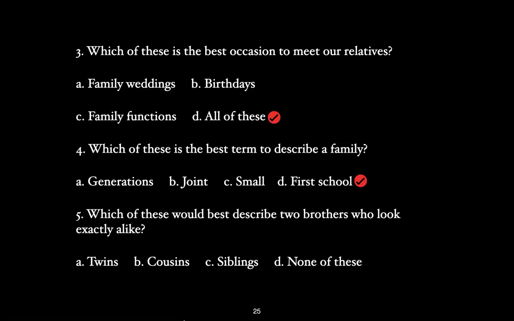Which of these would best describe two brothers who look exactly alike? A. Twins. B. Cousins. C. Siblings. And D. None of these. So, two brothers who look exactly alike are known as twins. Good job, children.